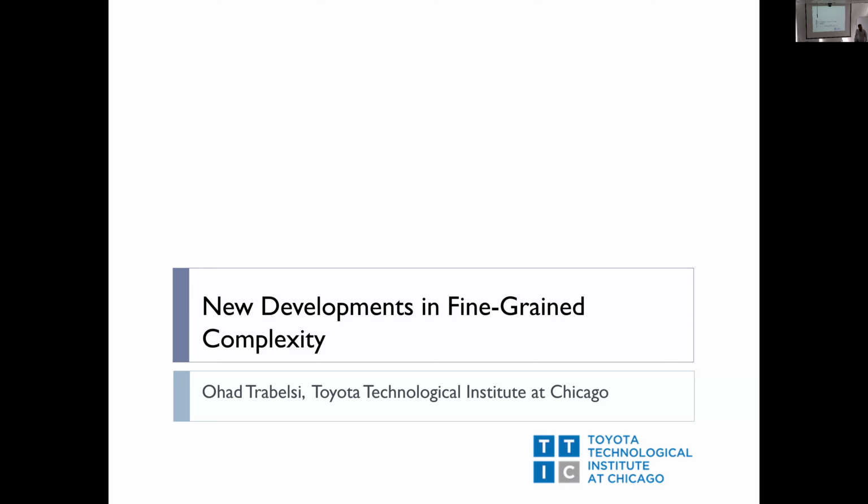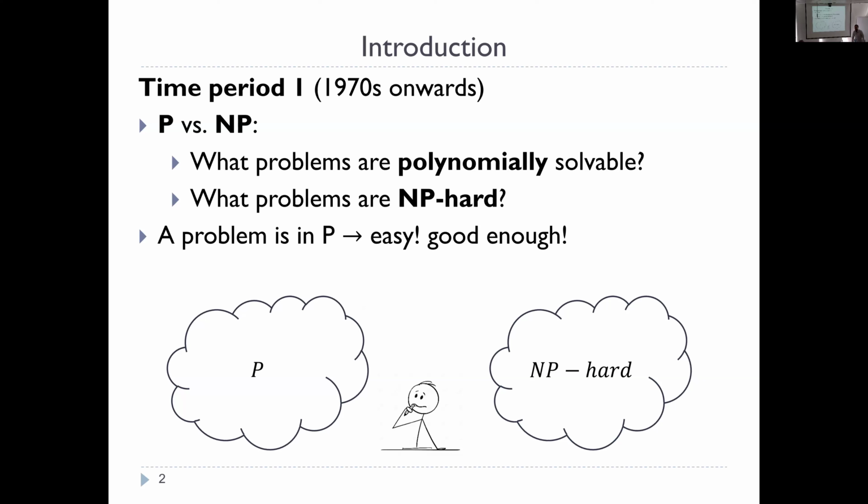All right. So I'm going to talk about fine-grained complexity. All right. So the subject of algorithms design, or modern algorithms design, can be maybe divided into two periods.